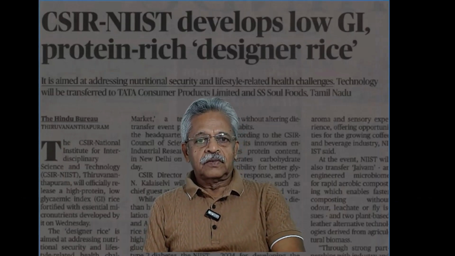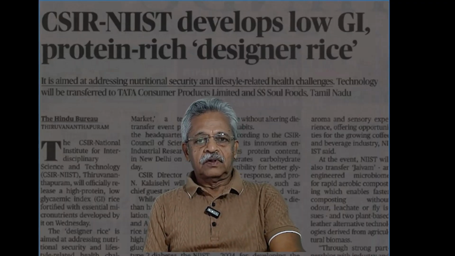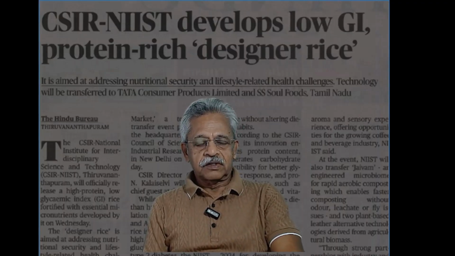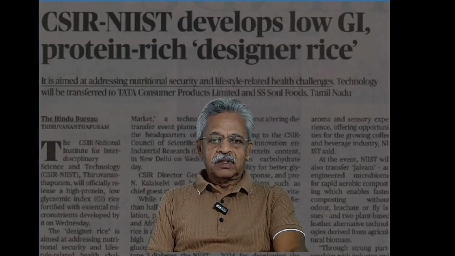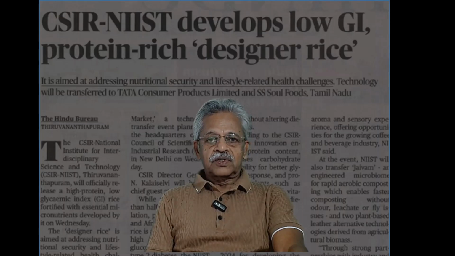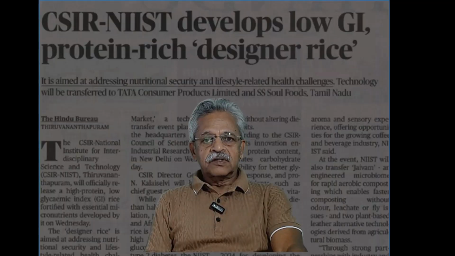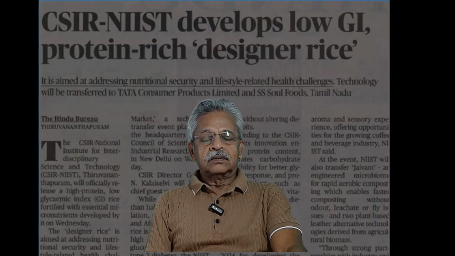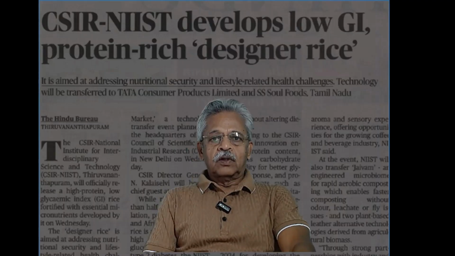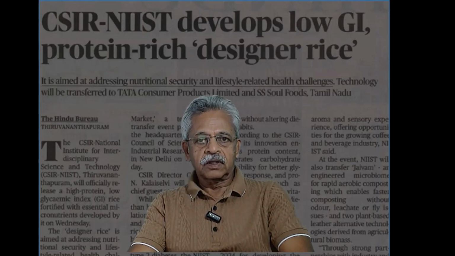Designer rice. This word designer usually comes with dresses. You have designer saris, blouses, etc. This particular dress differs from the normal dress in appearance. What about designer rice? A rice is designed exclusively for Indians. What is the necessity? To combat a problem which the whole world is facing.